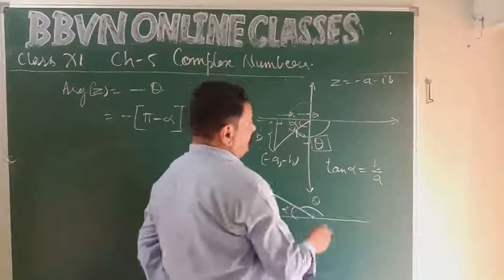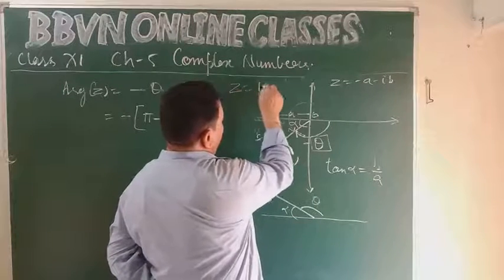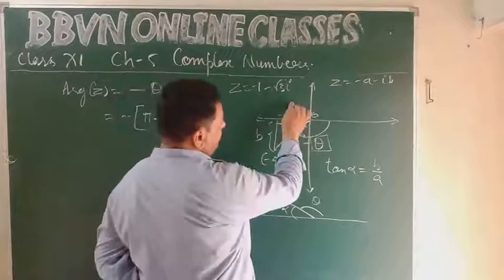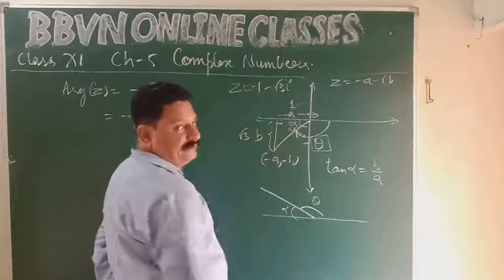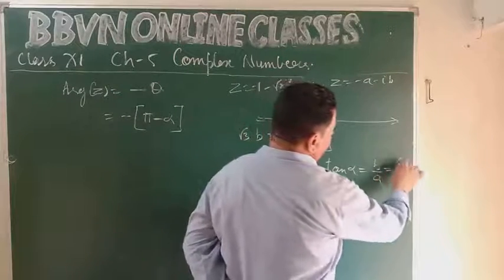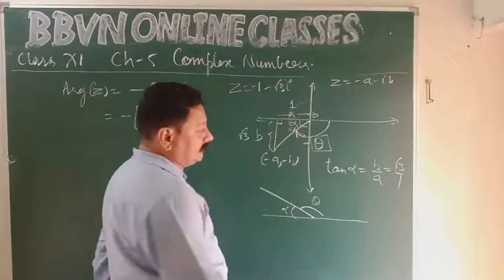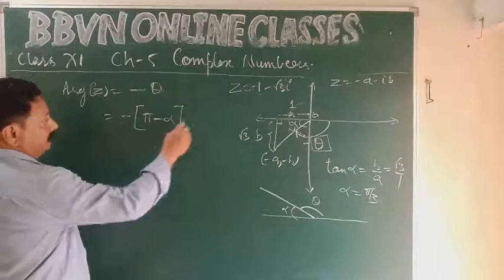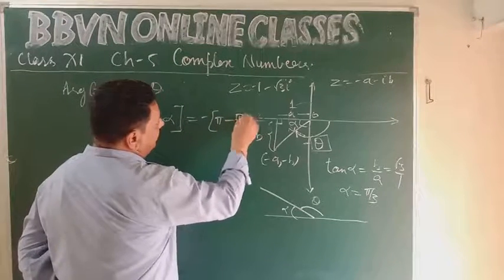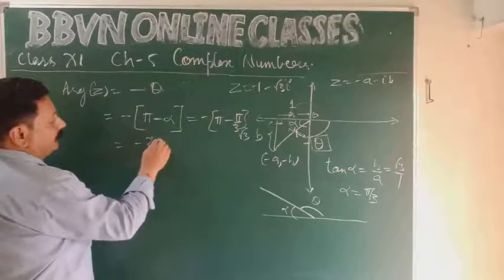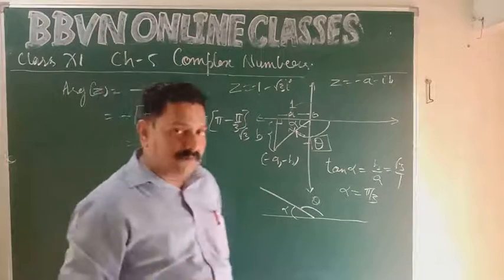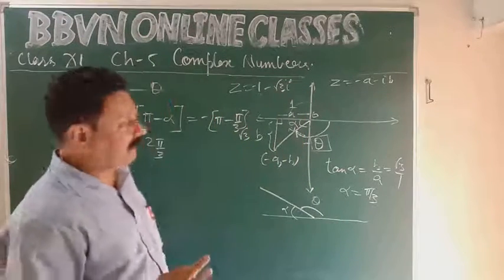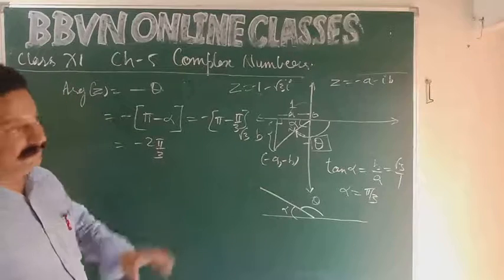How will we find alpha? Very simple, tan alpha equals b upon a, right? Now suppose the point here is your complex number z equal to minus 1 minus root 3 iota. a is 1, b is root 3 units. So this length is 1 unit, this length is root 3 units. So tan alpha is b upon a, root 3 upon 1. So 60 degrees, that is pi by 3. So alpha equals pi by 3. Now it becomes minus of pi minus pi by 3, that is minus of 2 pi by 3. In the clockwise, negative direction, 2 pi by 3 means 120 degrees. Got it, children? So this is when z is in the third quadrant.